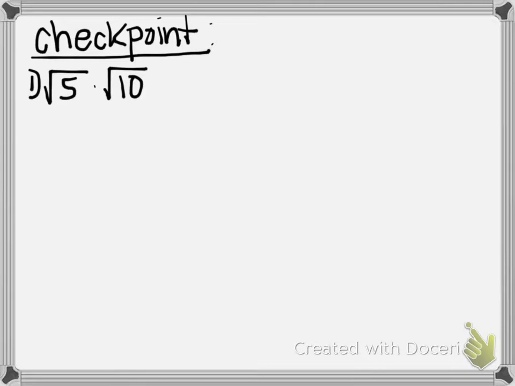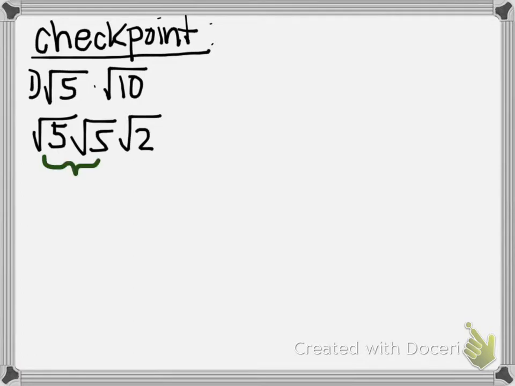So again, if you have 5 times square root of 10, we could split up 10 as 5 times 2, so square root of 5 times square root of 5. We know that is just 5, because if you go back, square root of 25 is just 5, and then we have square root of 2.